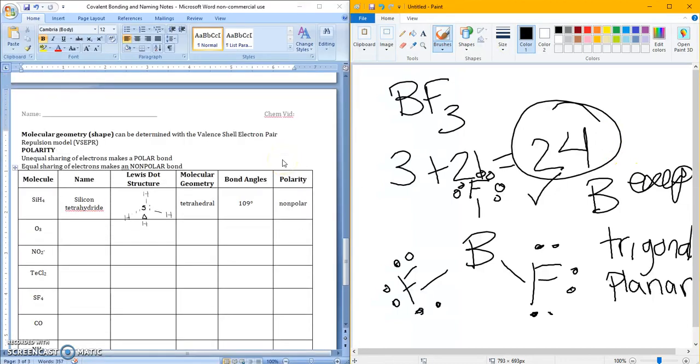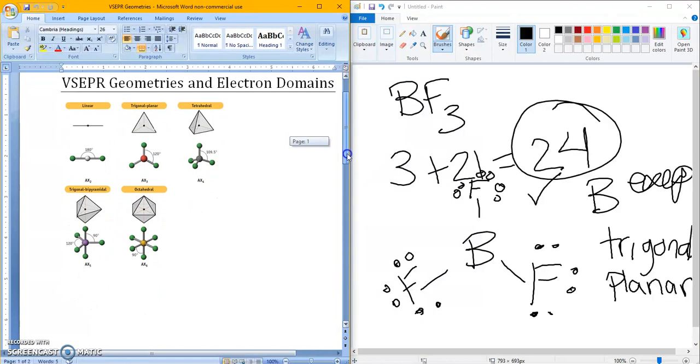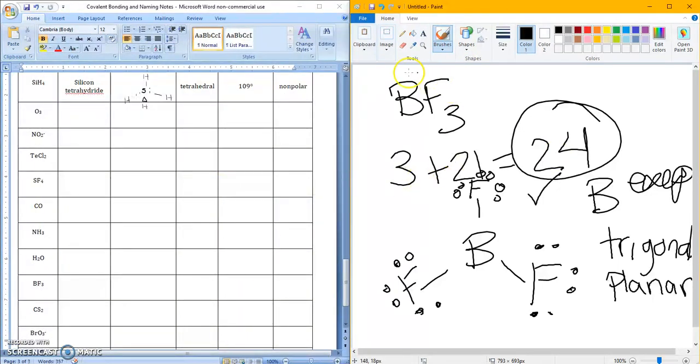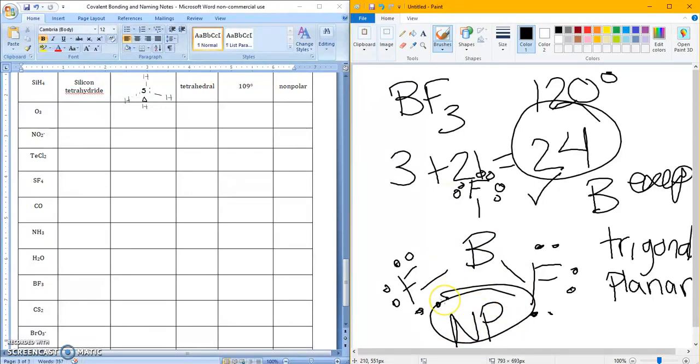All right. What was our next one? Oh, bond angles. For a bond angle, I'm going to look at my geometries. And it looks like if I have 3 guys coming off in equal distant relationships, that means I have a 120-degree relationship. So I would write out 120 degrees for my bond angles. And since these guys are symmetrical and everybody is equally distant apart, I do not have a separation in charges, so this is non-polar.